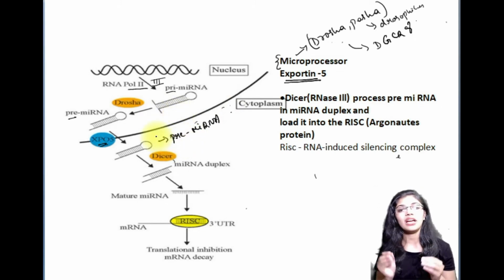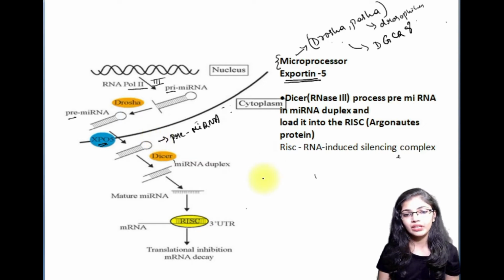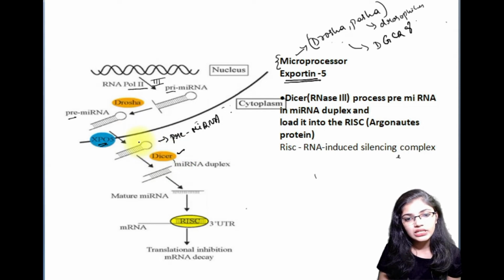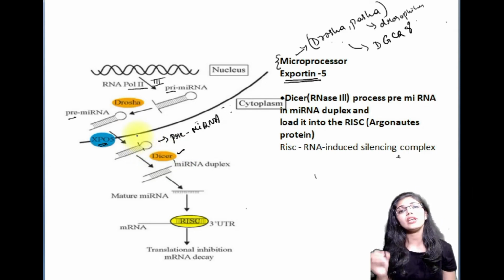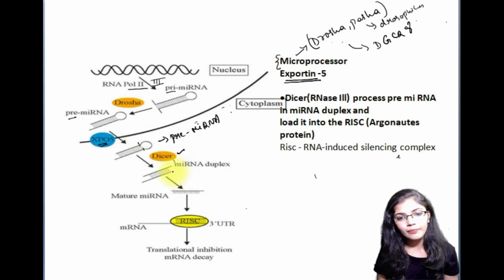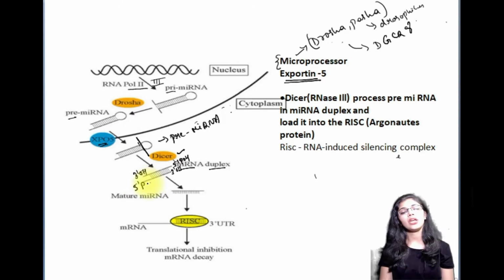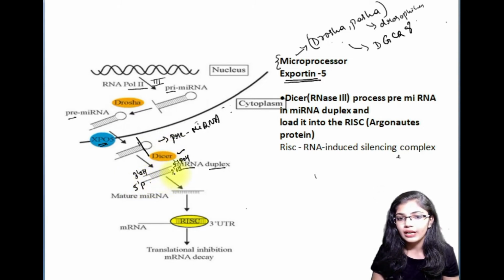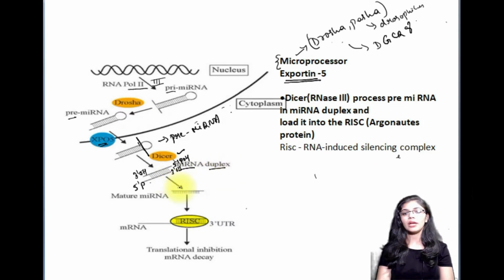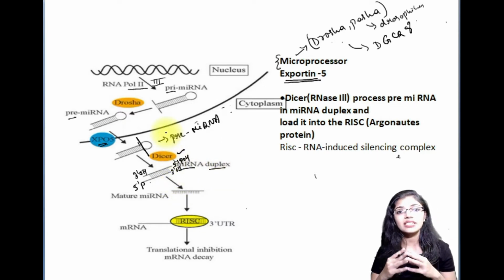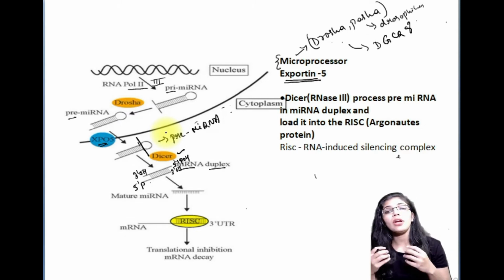Now in the cytoplasm there is another enzyme known as Dicer. This Dicer will cleave this loop and will form an overhang of 3' OH. Okay, a miRNA duplex will be formed here. The Dicer will cleave this region and it will form 3' OH overhang and 5' phosphate. Here also 3' OH overhang will be produced and 5' phosphate will be produced, and this is a double-stranded miRNA duplex.